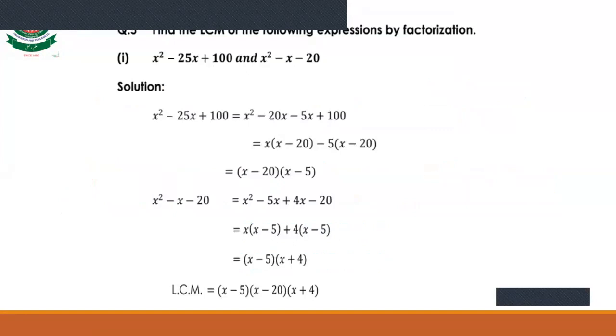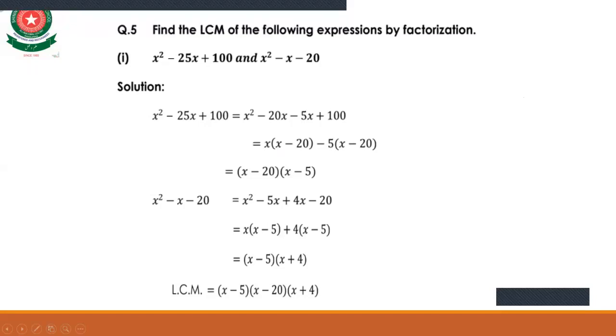Question number 5 is: find the LCM of the following expressions by factorization. Our expressions are x square minus 25x plus 100 and x square minus x minus 20. Here we have to find the LCM of both expressions.